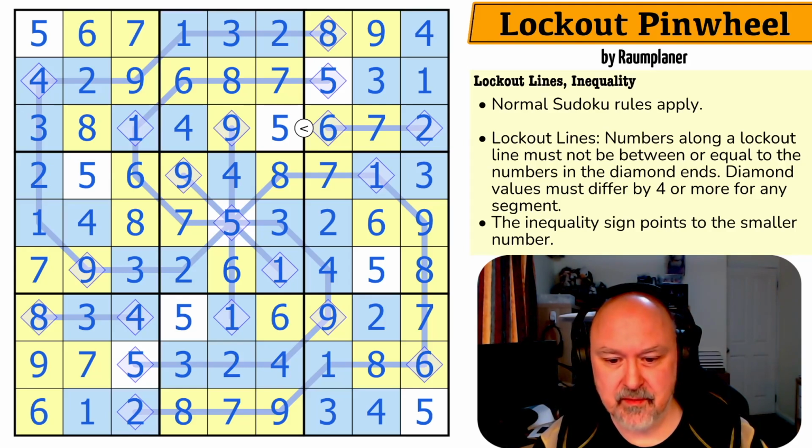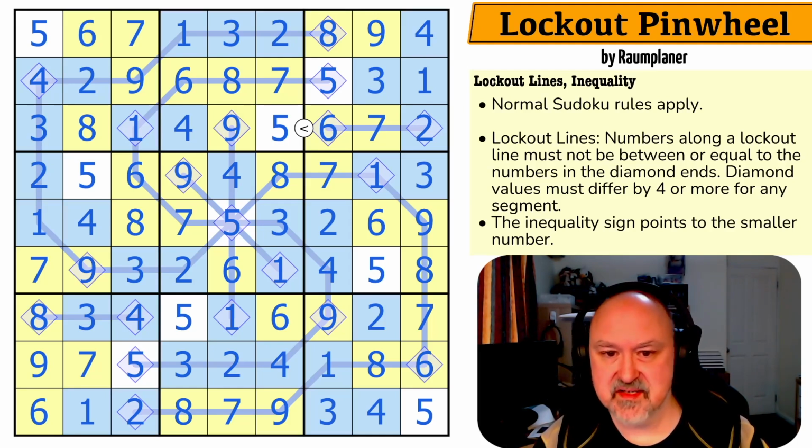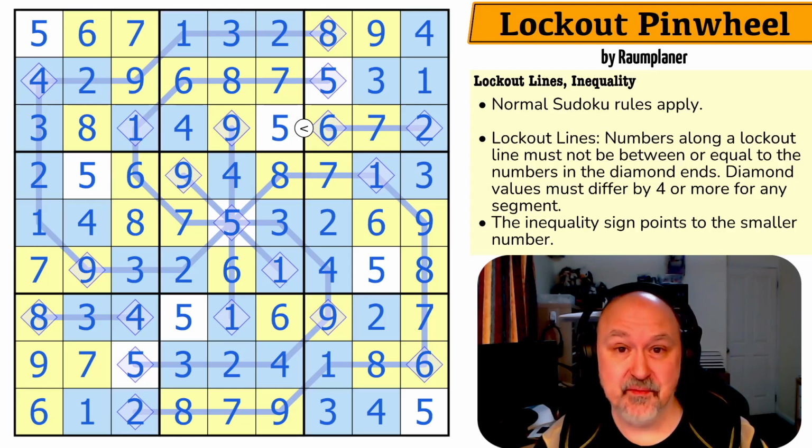Yeah, but wow. Raumplaner does amazing. Lockout lines are just amazing, but I think you'd need to understand lockout lines pretty well to be able to get through that one. That was really cool, though. Once again, I know there'll be people who say 20 minutes. Why did you find it so hard? I just did. This is me solving.